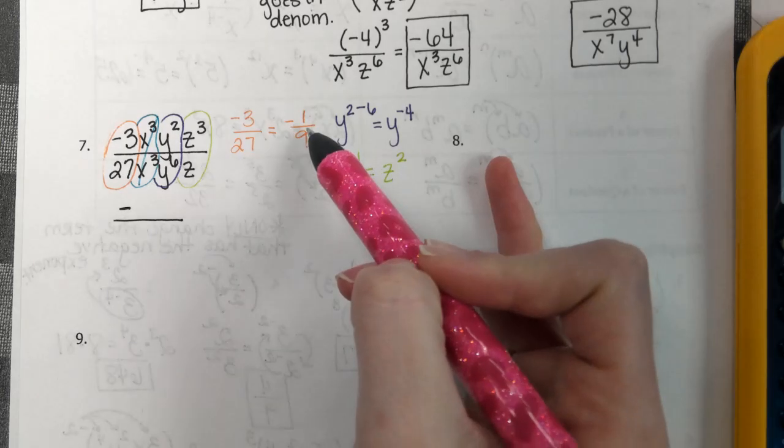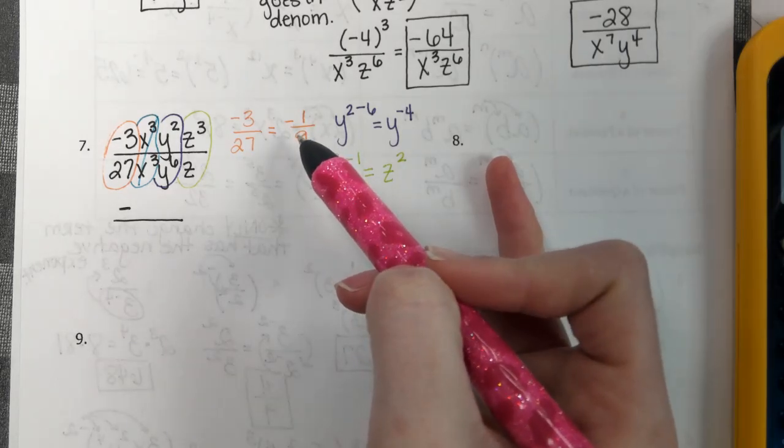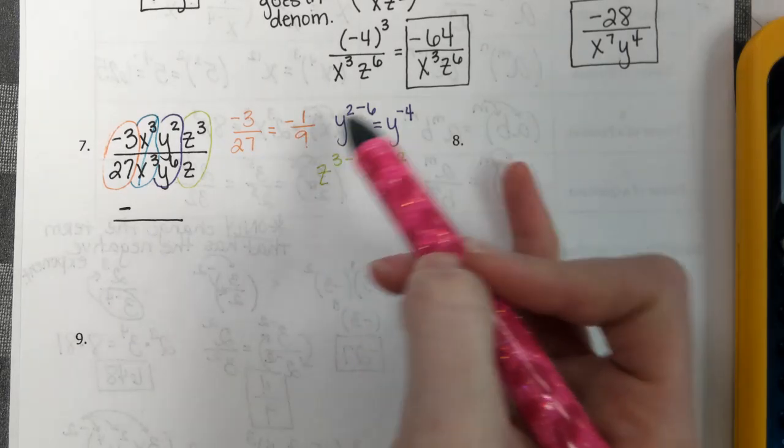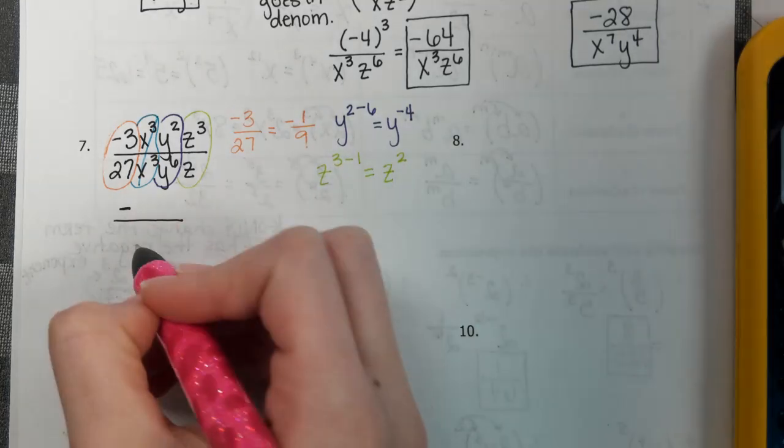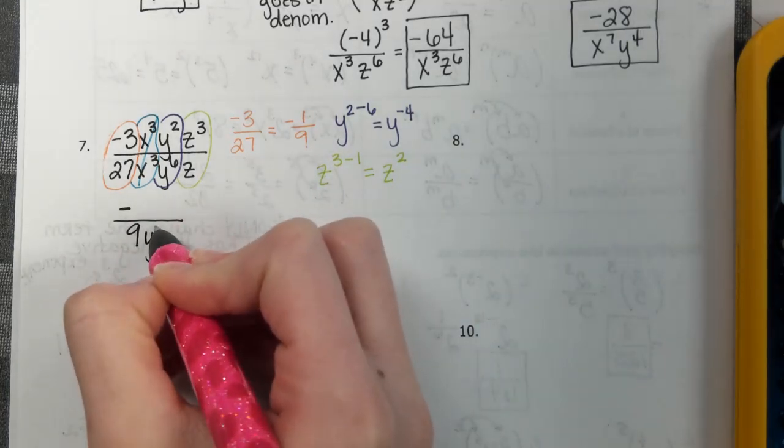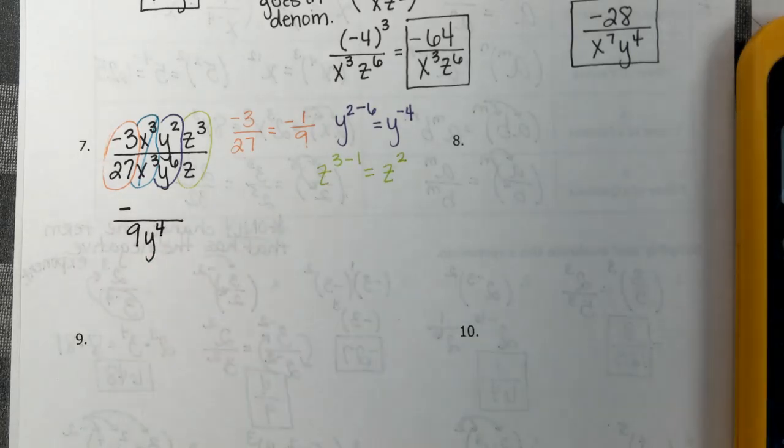I'm not going to write a 1. You can if you want. I'm not going to count off, but I'm not going to do a 1. Okay. The y to the negative 4 goes next to that 9, but it's going to be a positive 4.